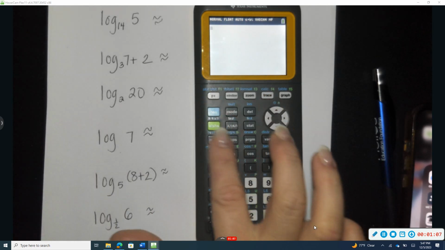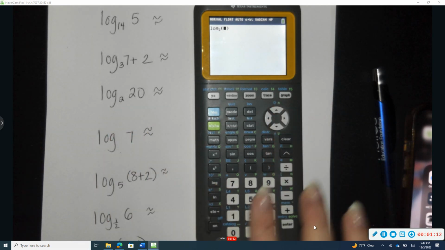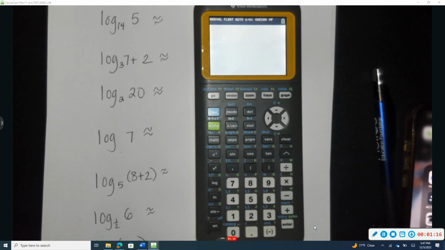Example number 3, hitting math, going up 3 times. My base is 2. The number behind it is 20, approximately 4.32. Now, when you don't see a base, it's a base of 10. So we have 2 options.